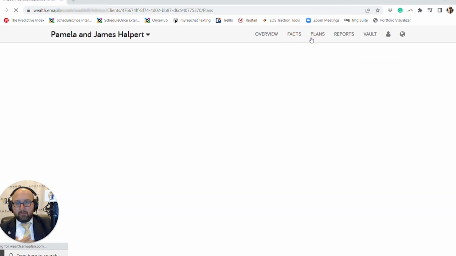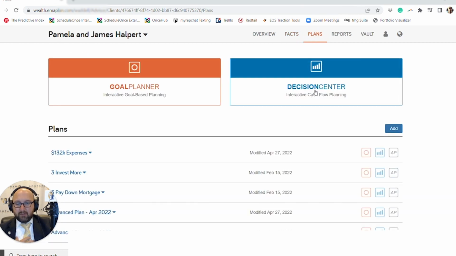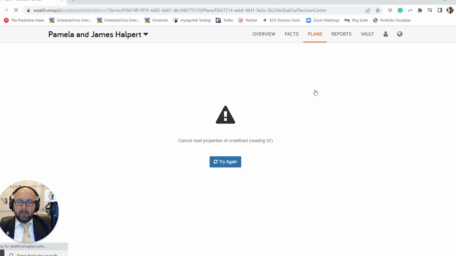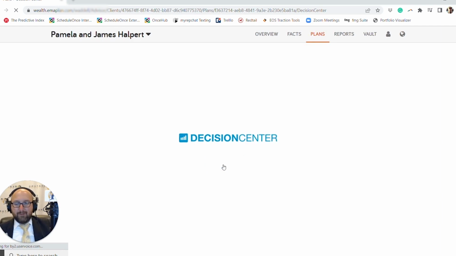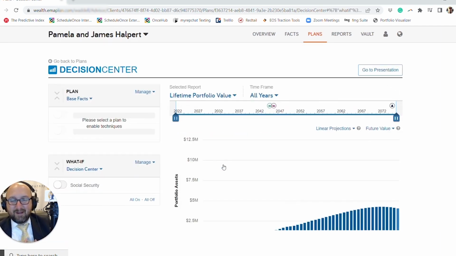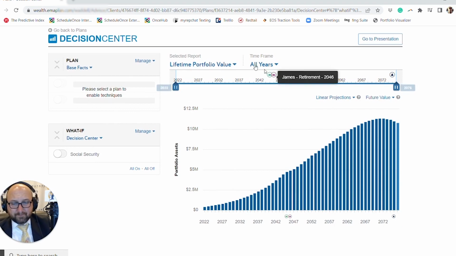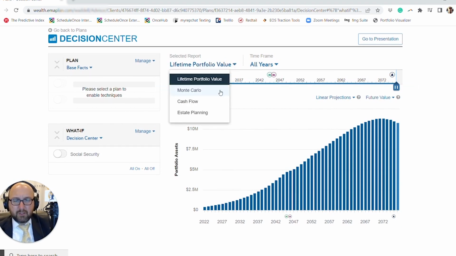This software is built on the chassis of Decision Center, right? In other words, that's where this thing, in my opinion, shines. That's what everything's supposed to feed into, if it works here. So when you come into here, we're going to see its default, lifetime portfolio value. Let's switch over to Monte Carlo to really look at stuff.